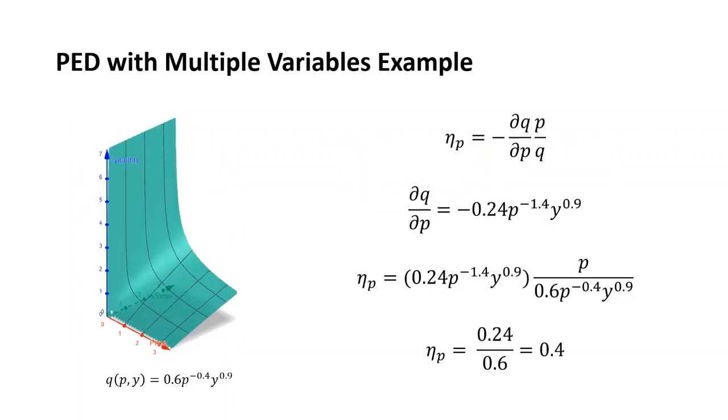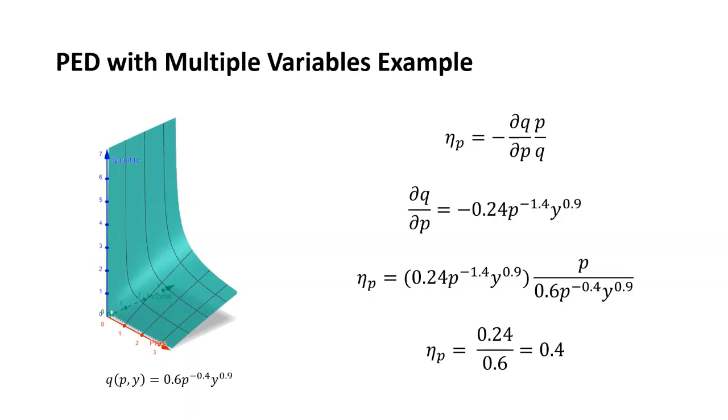Here's an example problem of price elasticity of demand with multiple variables. In this case, quantity demanded can be modeled as a function of price and income. The function used in this image on the left is Q equals 0.6 times price, or P, to the negative 0.4 times Y, or income, to the 0.9 power.